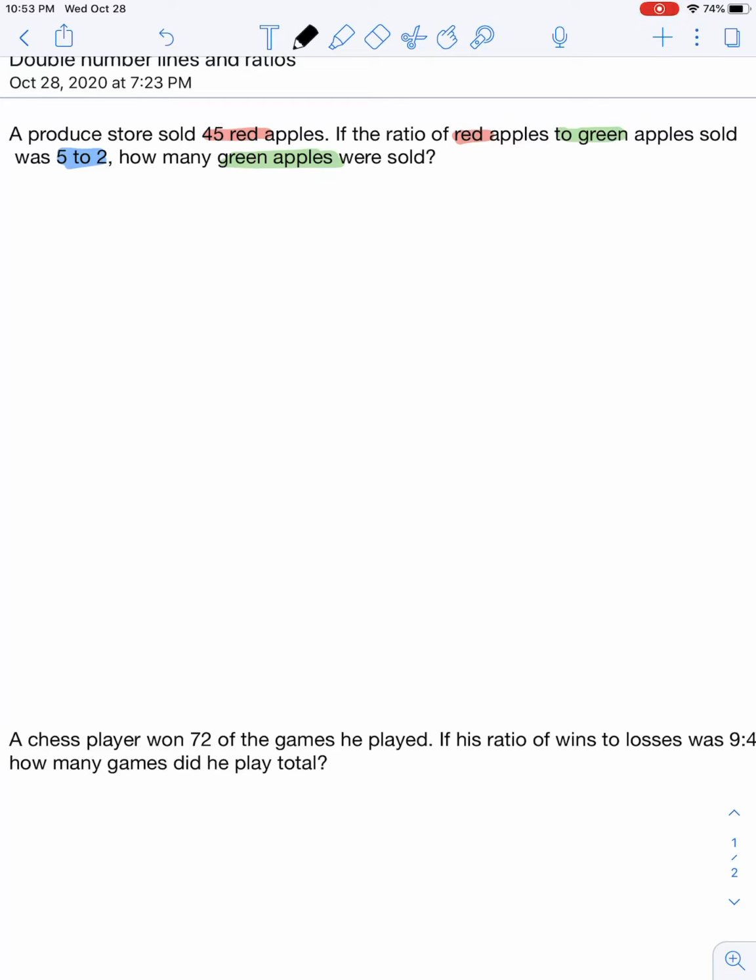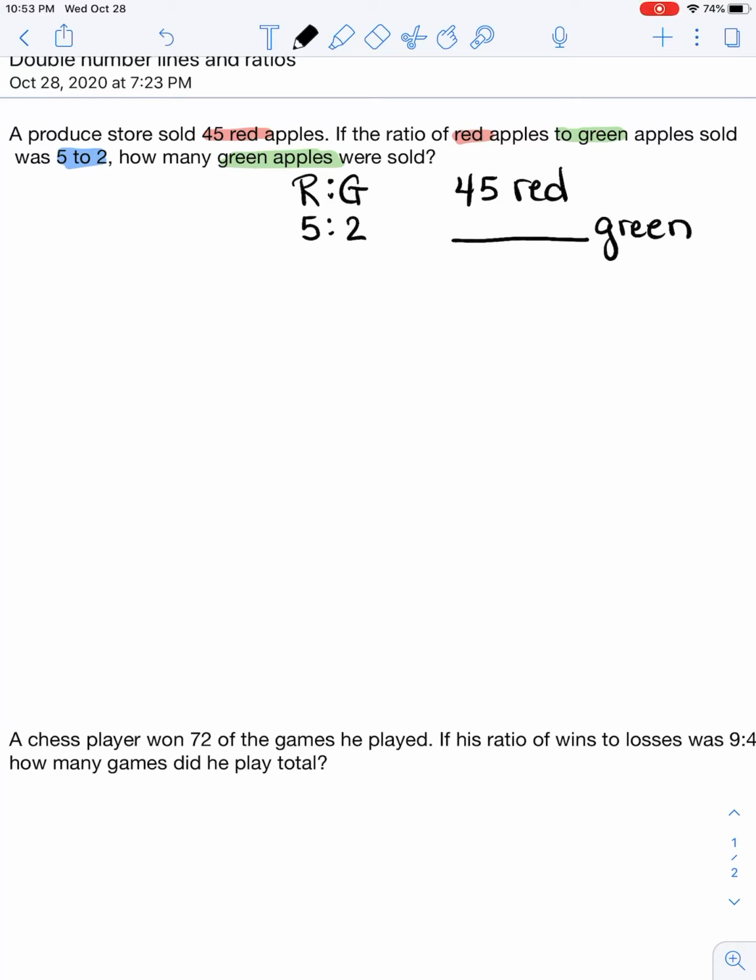So we're going to go back to our ratio basics, our questions. And first we're going to ask, what are we comparing? And we're comparing red apples to green apples. What is the ratio? The ratio is 5 to 2. That extra piece of information is that they sold 45 red. And what we want to know is how many green apples did they sell.